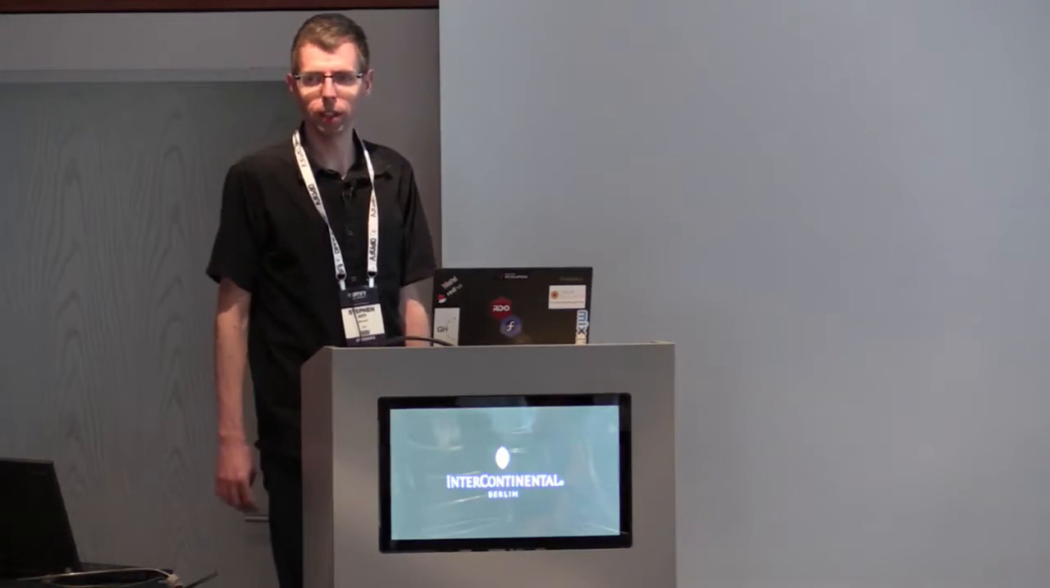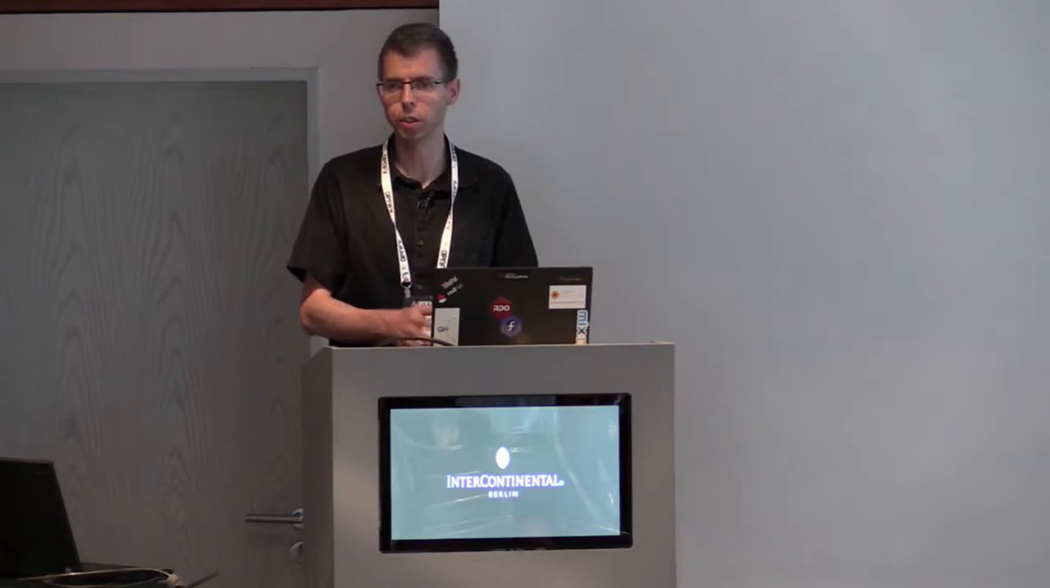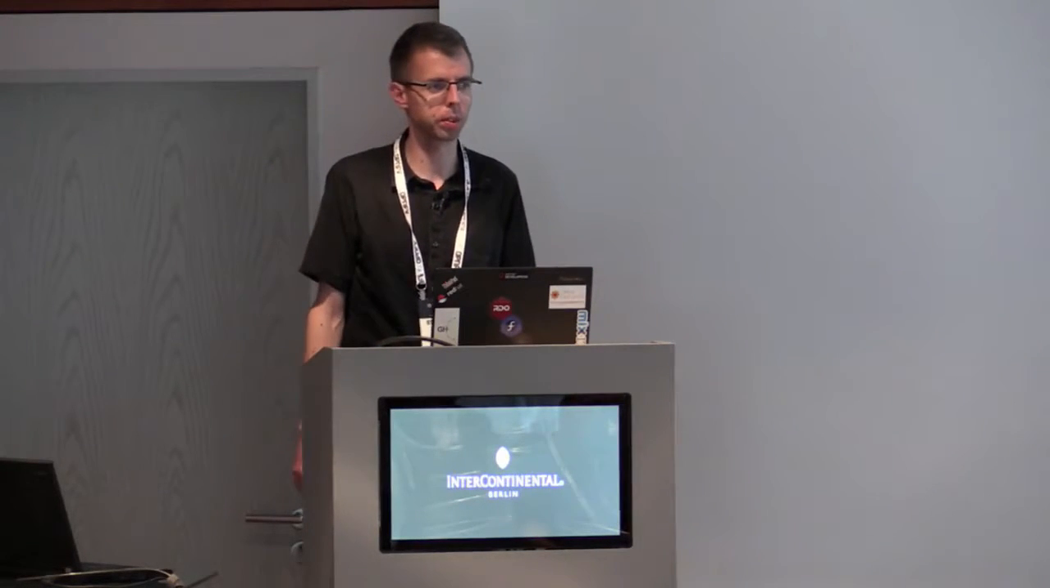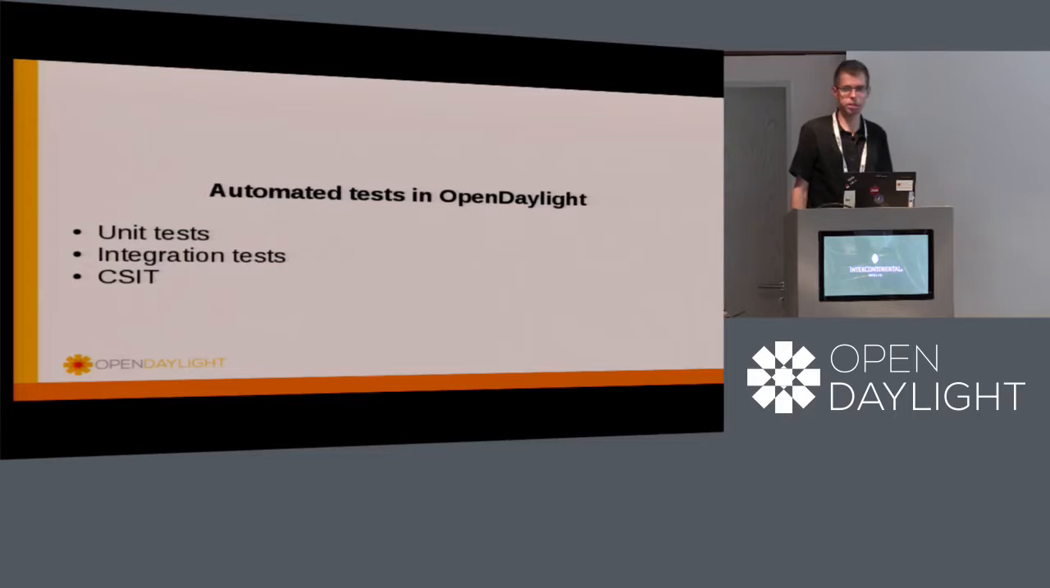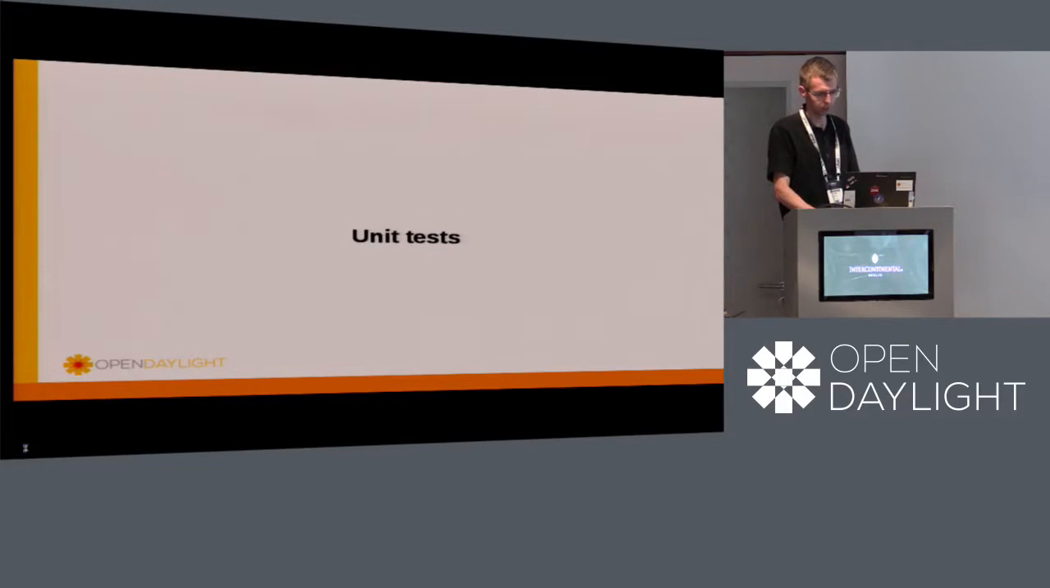So now, in OpenDaylight, what kind of automated tests do we have? Well, we have three big types: unit tests, integration tests, and what we call CSIT. So I'll go into the detail of all these. First off is unit tests. If you're familiar with development practices nowadays, you might have some idea of what these are.